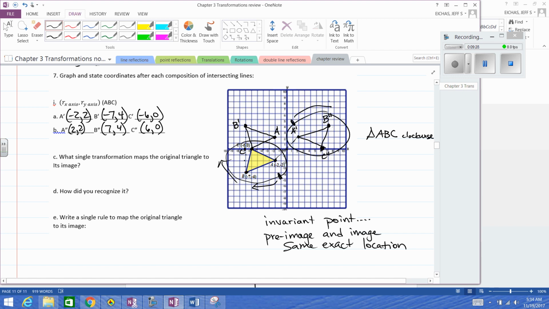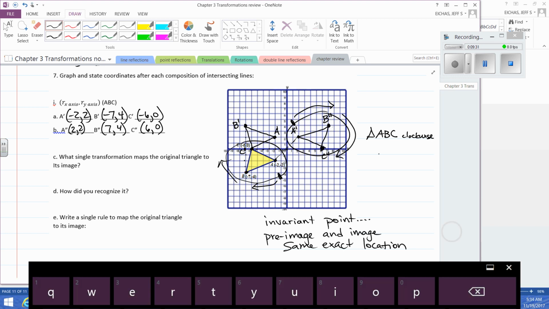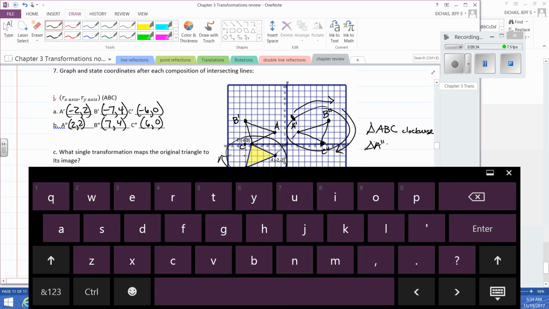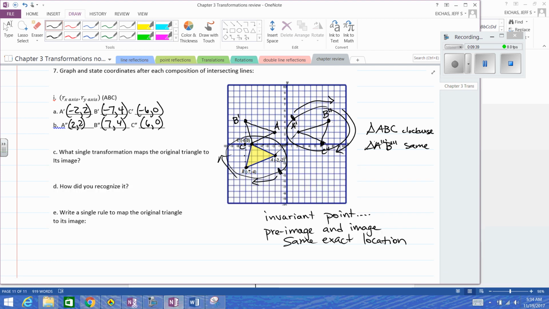A double prime to B double prime to C double prime, same orientation. Okay, so same orientation. And so what we know is it's not a line reflection. A single line reflection is not going to do that. So line reflection's out. The other one is translation's out. Point reflection, yeah, you could say that it's a point reflection, but I'm going to use rotation. There's a reason. When the lines are not perpendicular, point reflection is not going to work. This is going to be a rotation.